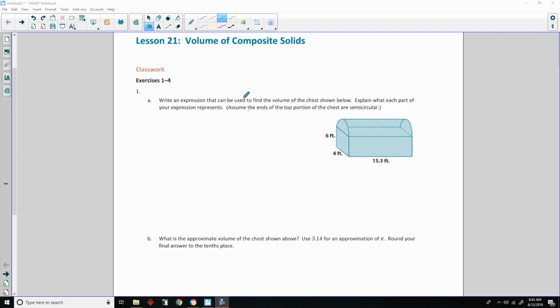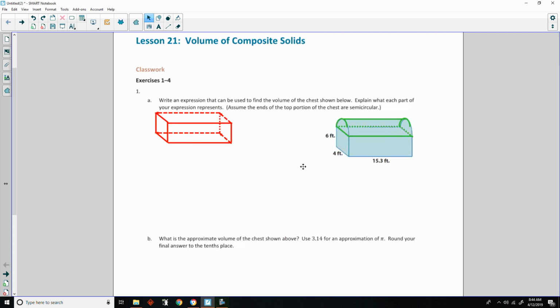So write an expression that can be used to find the volume of this chest shown below. Explain what each part of your expression represents. Assume the ends of the top portion of the chest are semicircles. So that means right here. So what I have done is I've drawn this out and I'm going to split it up. I drew this, and I'm going to separate these. So this is a rectangular prism. And this is, I couldn't get the arcs to go all the way down, but you get the idea. If I rotate it, think of it as a semi-cylinder. It's a cylinder cut in half because we were told to assume that the ends were semicircles. I'll just take these two shapes out just like this, and we'll do the problems in parts.